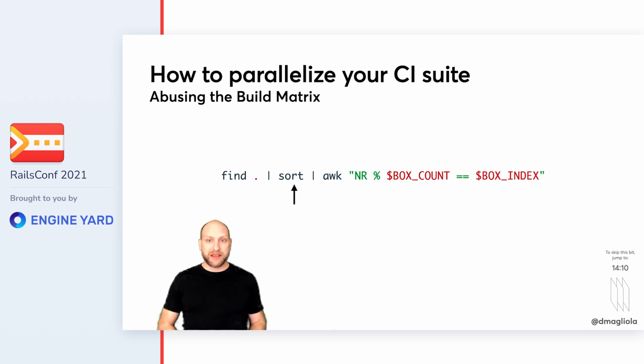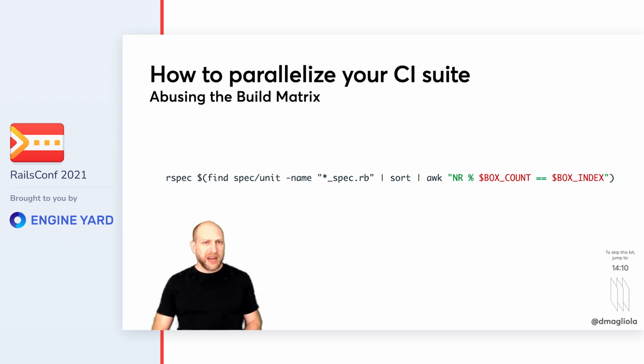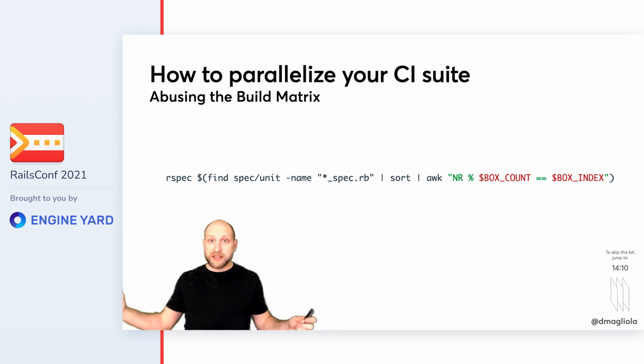Now, pay attention to that sort there. That's important to keep things consistent, or you may end up with different orderings in different machines. Now again, that code is very simplified. In reality, it looks a bit more like this. But doing this, you can split your test between as many machines as you want and parallelize like crazy.